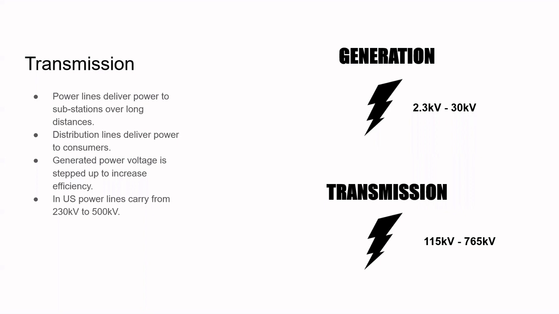Three-phase power allows for more efficient transmission of power over long distances because it can be transmitted using fewer wires than single-phase power. This reduces the amount of electrical resistance and losses in the transmission lines.